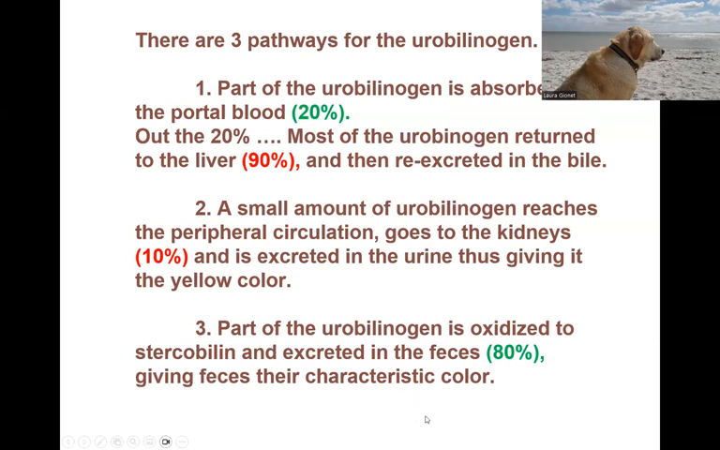Part of the urobilinogen is oxidized into stercobilin and excreted in feces. That's about 80%. So most of what you're getting rid of is going to be in the form of stercobilin.